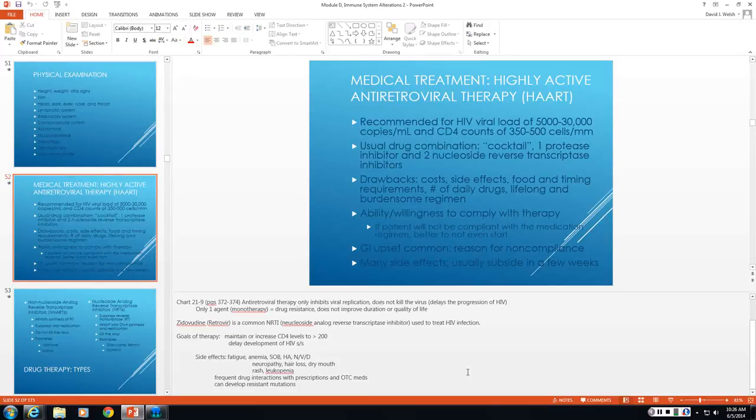Most of the side effects usually will subside within a couple of weeks. So you need to make sure you educate these people when you start these medications. You want to educate them on the side effects. They're going to have to look for side effects with anything that's over the counter or any prescriptions they're taking at the time. If they do not take these medications, they can develop resistant mutations.